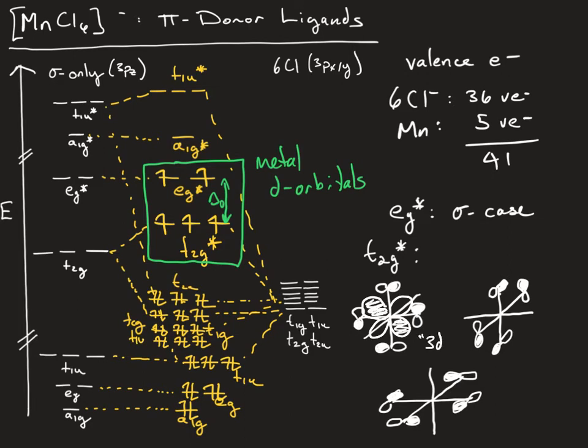So here's the quote 3dxz. Quote 3dyz. And the 3dxy. And now, as with the sigma donor case, we arrive at the same qualitative picture that we arrived at using crystal field theory using this ligand field theory approach. It's just now that not only are these EG orbitals antibonding, but the T2G orbitals are antibonding as well. This raises the energy of the T2G orbitals relative to what that would be in the sigma-only case.